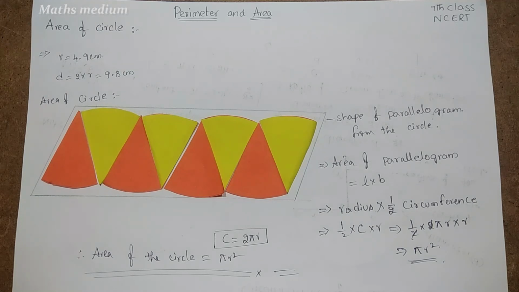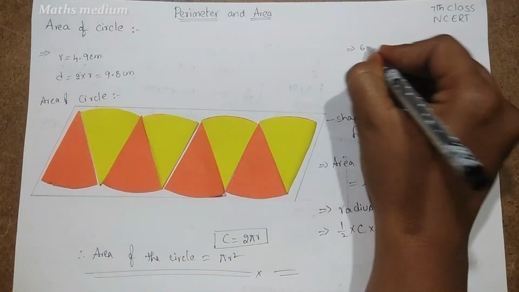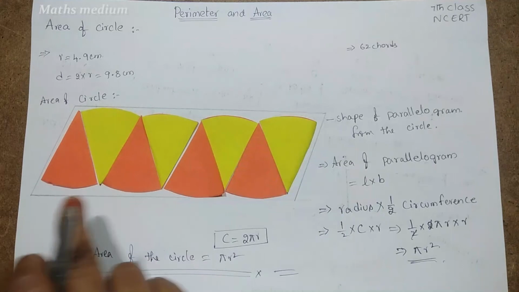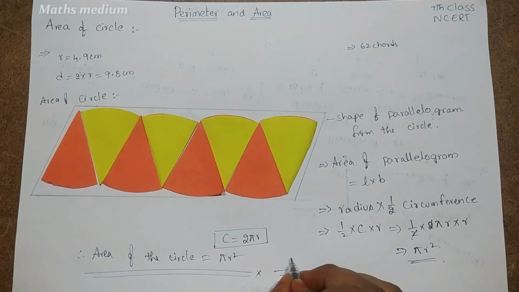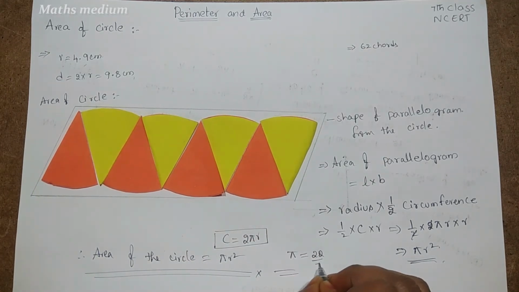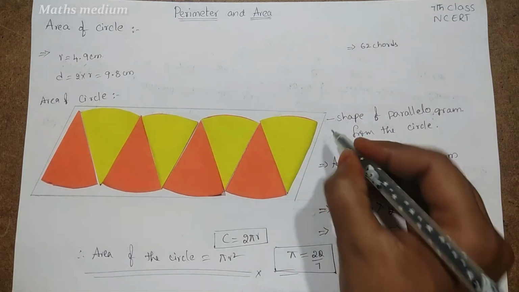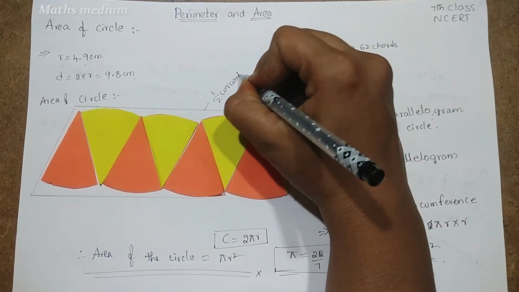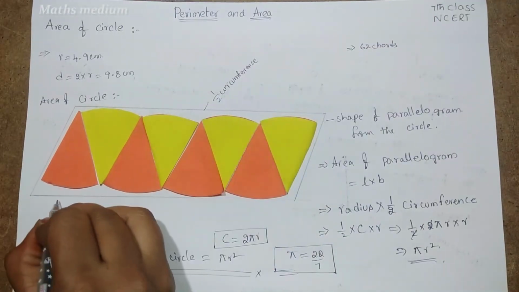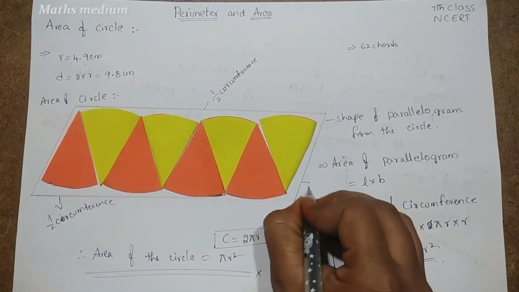If you have any doubt, you can cut this circle into more sectors. If you cut it into many sectors and arrange like this, you will get a better understanding of what the area of a circle is. Here one thing we have to note, that pi is equal to 22/7. It is also a constant value. So this is the circumference and this is pi. Here r means radius of the circle. So here this is half circumference and this is also half circumference and it is radius.